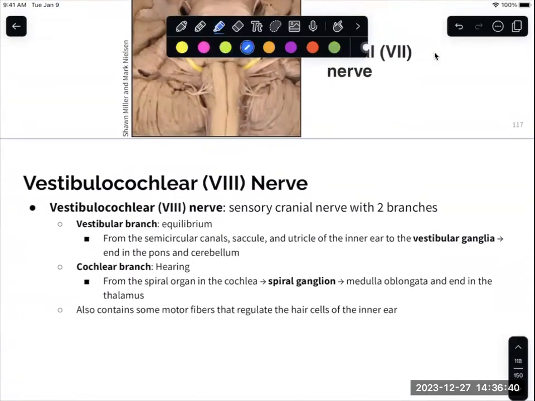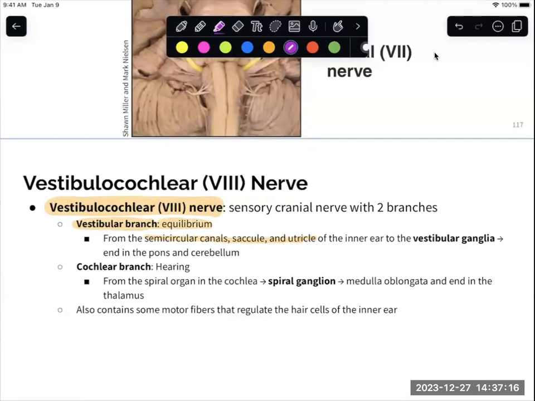Cranial nerve 8. Vestibulocochlear nerve. It is made up of 2 separate nerves, 2 branches anyways. We have a vestibular portion that does your equilibrium or balance. So in our ears, we have semicircular canals, a saccule, utricle, and these are working to maintain your balance, your equilibrium. So your body kind of knows what direction you're going. If you're in a car moving forward, if you're in an elevator moving up and down, this vestibular branch is sending that information into your brain.